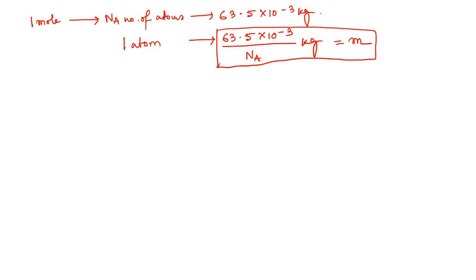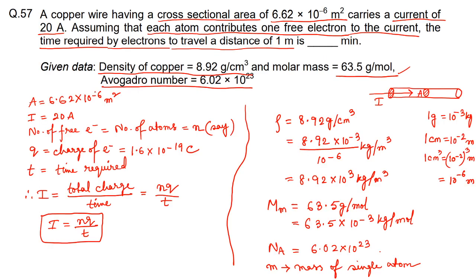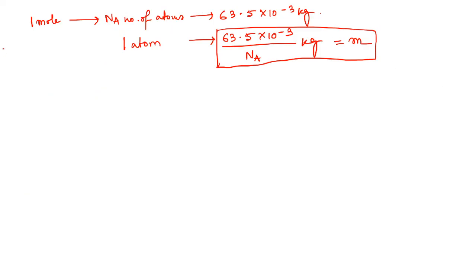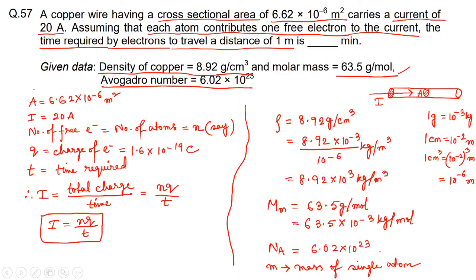Okay, now next, see here. We know rho equal m by v. Now what is rho? Rho is the density of copper, right? Density of copper, rho equal 8.92 into 10 to the power 3 kg per meter cube. So this is the density of copper. Now density is equal to mass per unit volume.